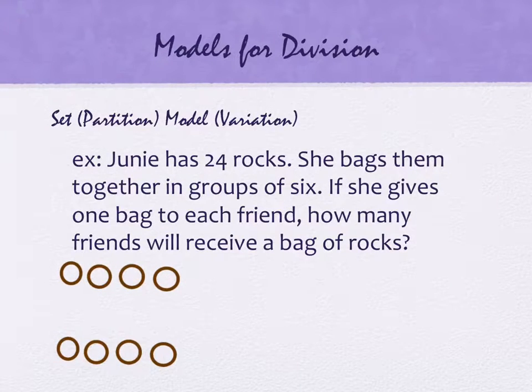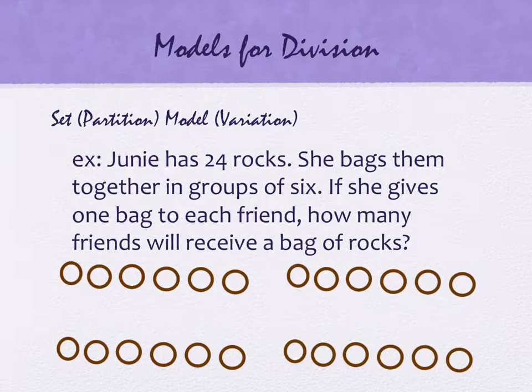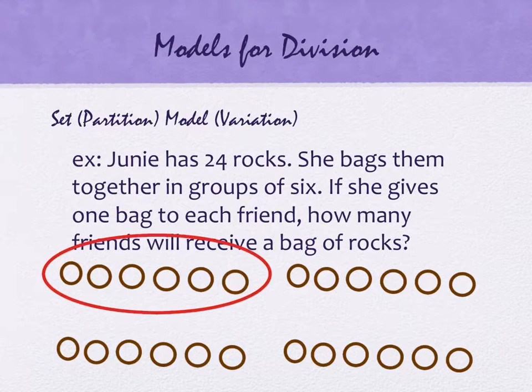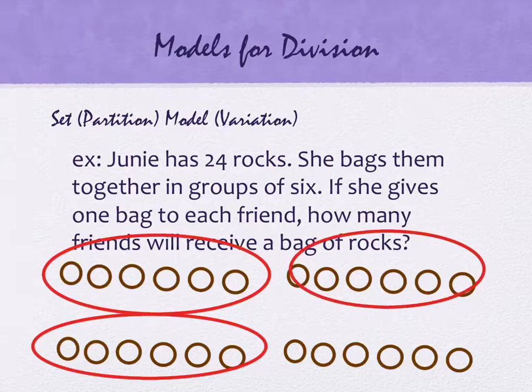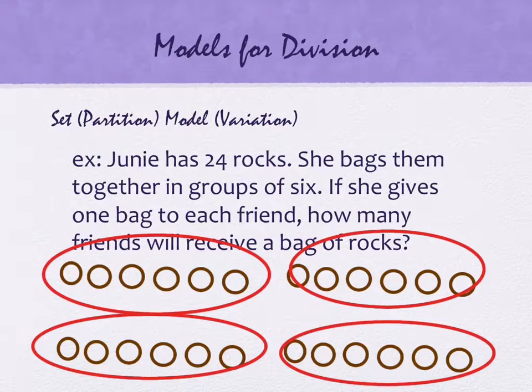Okay, so here are my 2 groups of 6. And here are my other 2 groups of 6. And what I end up having then, of course, is there are how many groups of 6? Well, there's 1, 2, 3, 4. So 4 friends get my rocks.